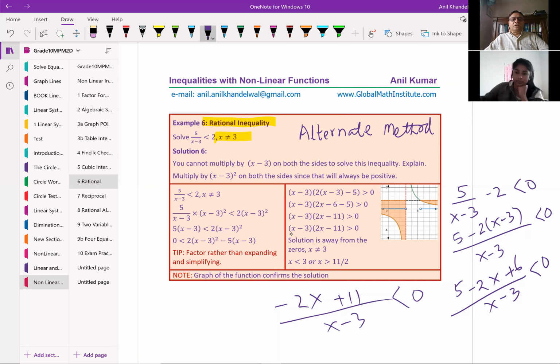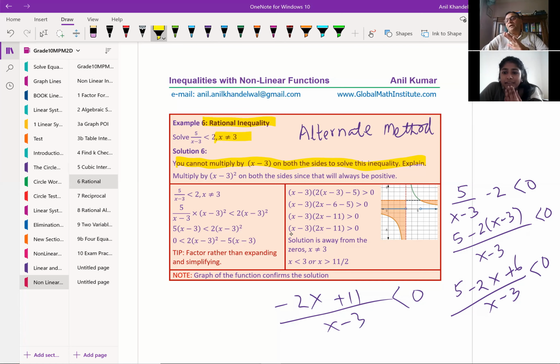Okay. So now, Emmy, can I multiply by x minus 3 on both sides and simplify and I'll get the answer? Can you? No. Can you? I would have said yes. You can, but you said no. So can you please read the first statement here? Yeah. So you cannot multiply by x minus 3 on both sides to solve this inequality.